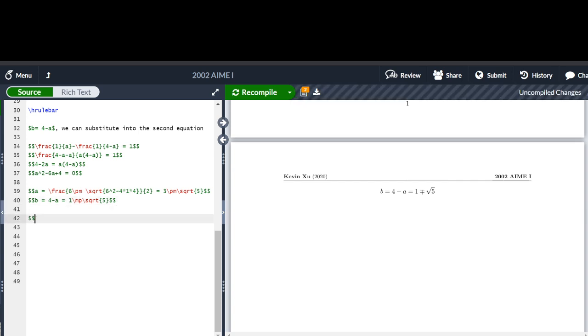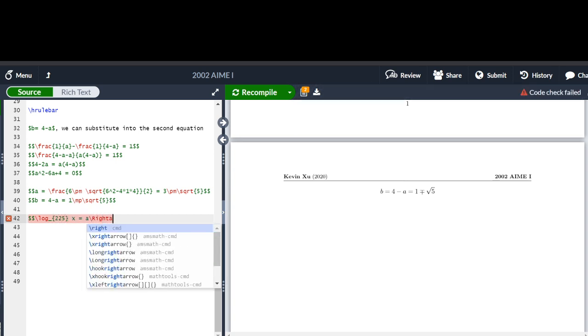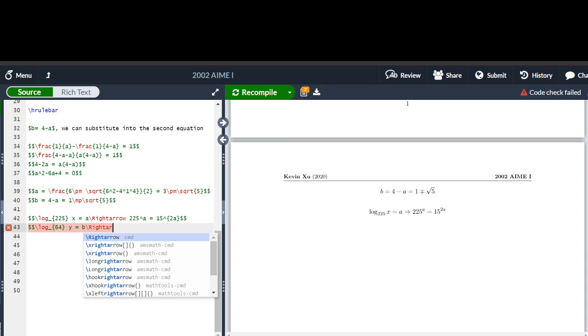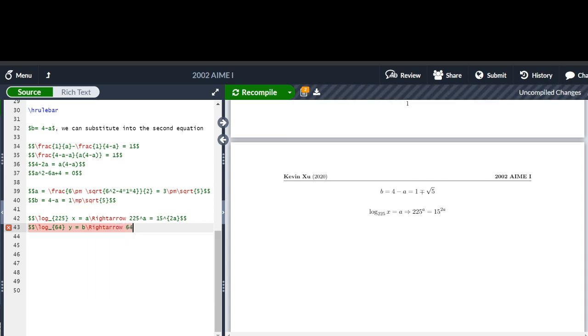And before, because we had the logarithm base 225 of x being a, then we have that 225 to the power of a, which is essentially 15 squared to the power of a, 15 to the 2a, and we have the logarithm of base 64 of y is equal to b gives us 64 to the b, or 2 to the 6b.